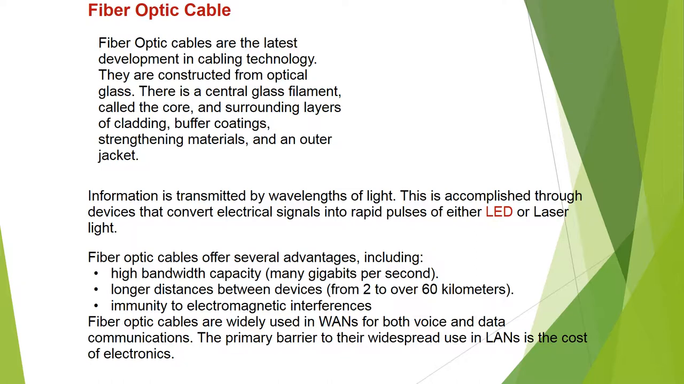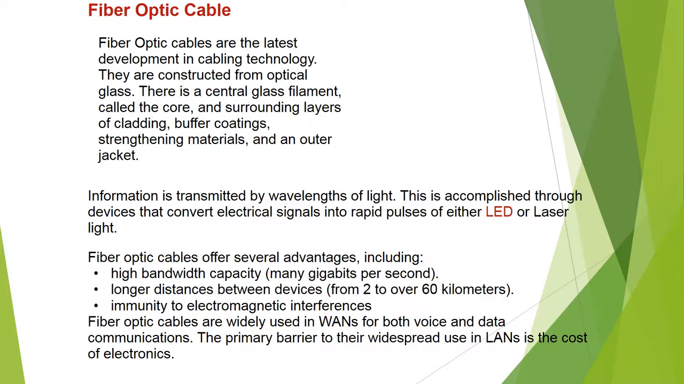Fiber optic cable is the best for speed, but it is more expensive than the previous two. Fiber optic cables are the latest development in cabling technology. They are constructed from optical glass. There is a central glass filament called the core and surrounding layers of cladding, buffer coating, strengthening material and an outer jacket. Information is transmitted by wavelengths of light. This is accomplished through devices that convert electrical signals into rapid pulses of either LED or laser light.